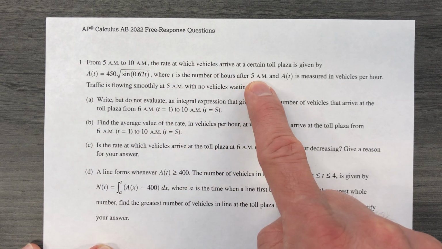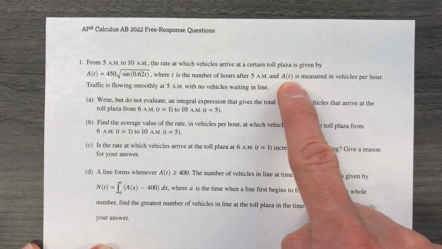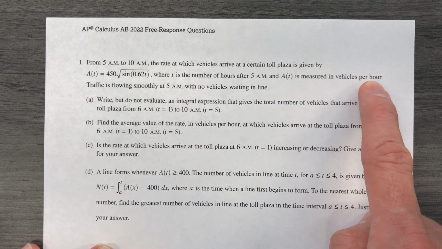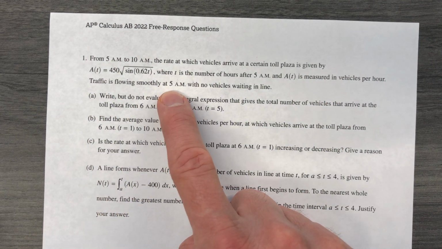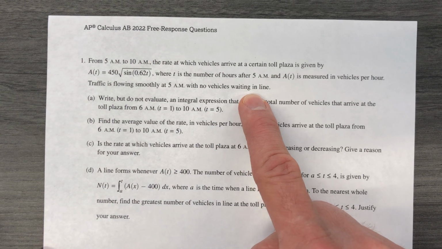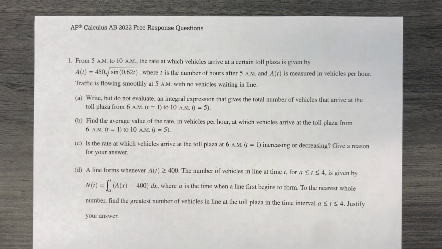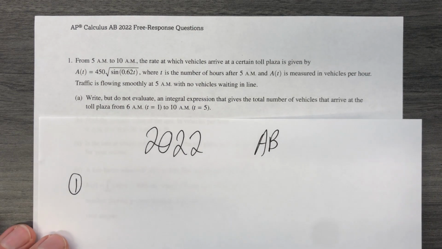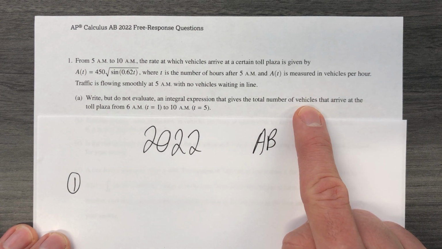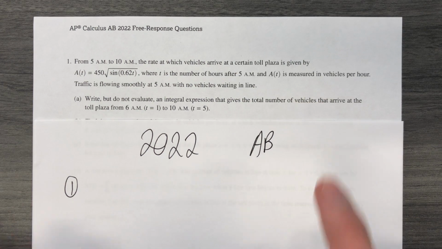T is the number of hours after 5 a.m., and A of T is measured in vehicles per hour. Told you it was a rate. Traffic is flowing smoothly at 5 a.m. with no vehicles waiting in line. Also good to know. All right, but do not evaluate an integral expression that gives the total number of vehicles. If you take the integral of a rate, you get a quantity.